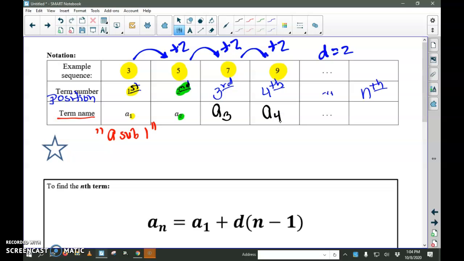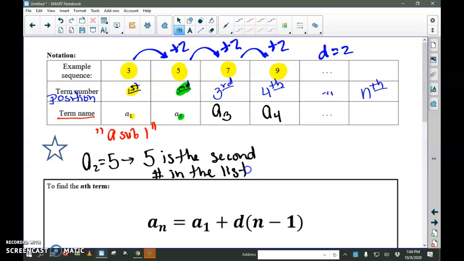I'm just going to make a little note here, okay? If I have that a sub 2 equals 5, what that says is that 5 is the second number in the list. So that little subscript tells me what position that output is in, okay? I come all the way over here, dot, dot, dot. Well, again, n represents that I could have any number, n number, of terms in my list. And so to represent that, I would write a sub n, okay?